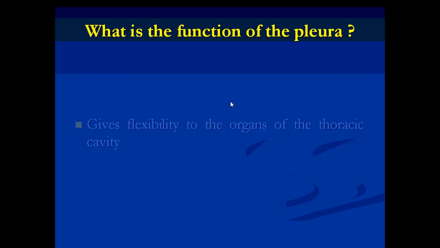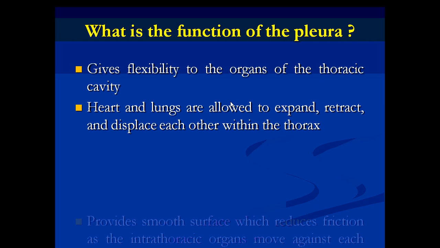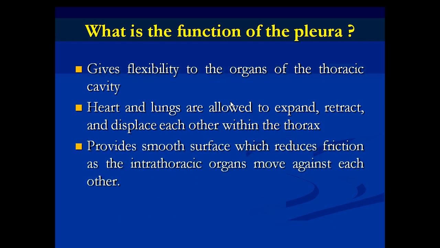What's the function of the pleura? It gives flexibility to the organs of the thoracic cavity to move on each other. So the heart and lungs are allowed to expand, retract, and displace each other within the thorax. And it provides a smooth surface which reduces friction as the intrathoracic organs move against each other.